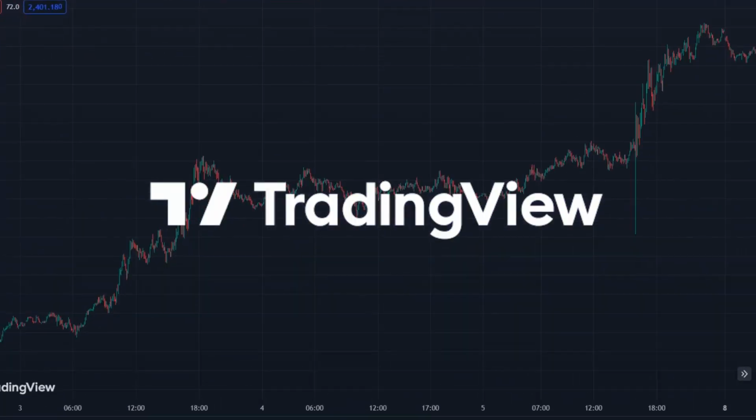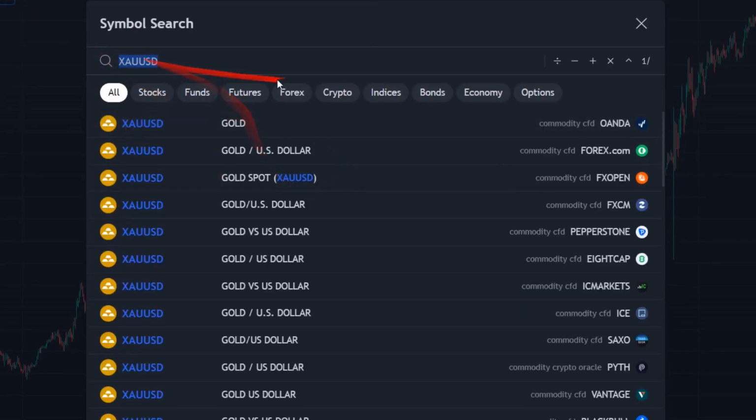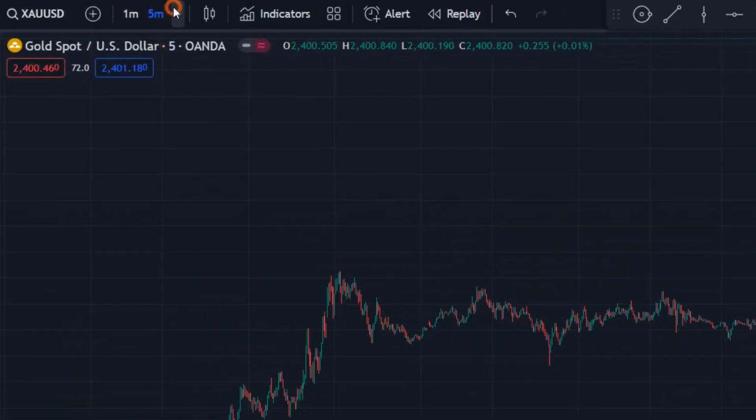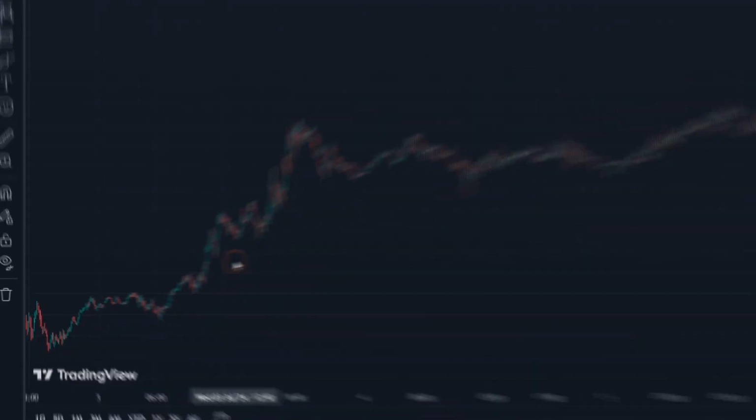First of all, enter the Tradingview website and then go to the symbol section and select your symbol. Now you need to choose your time frame. Since this strategy is for scalping, I recommend selecting a 5-minute time frame.